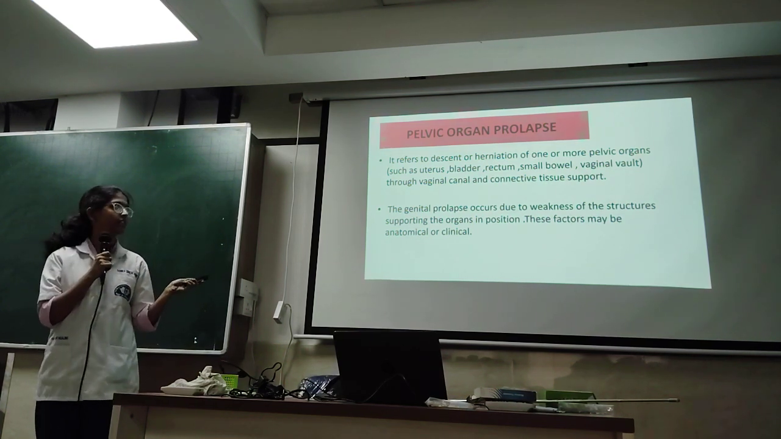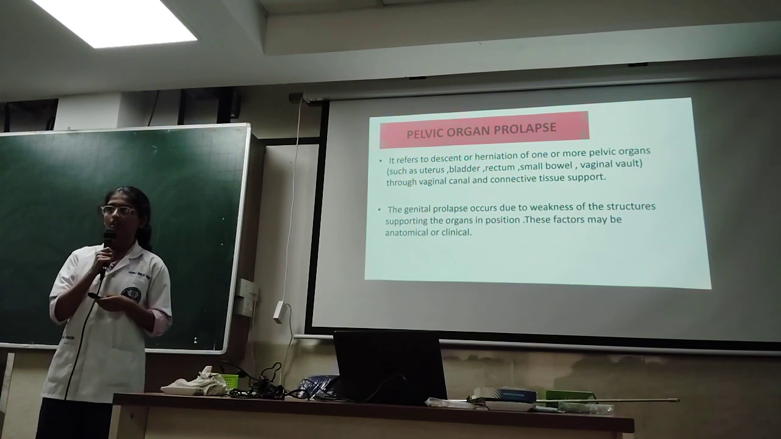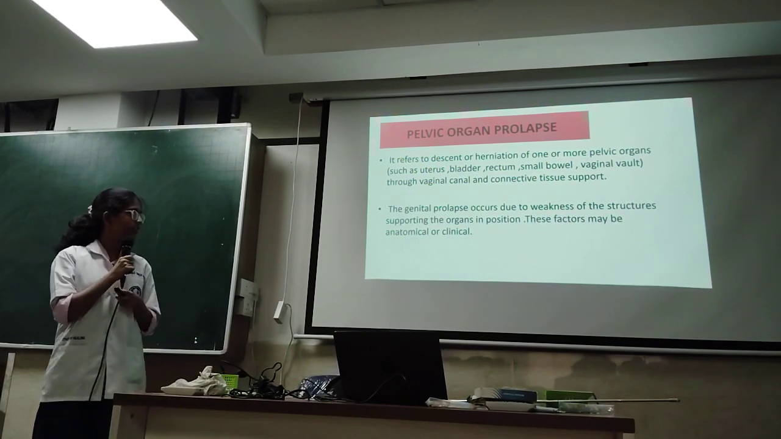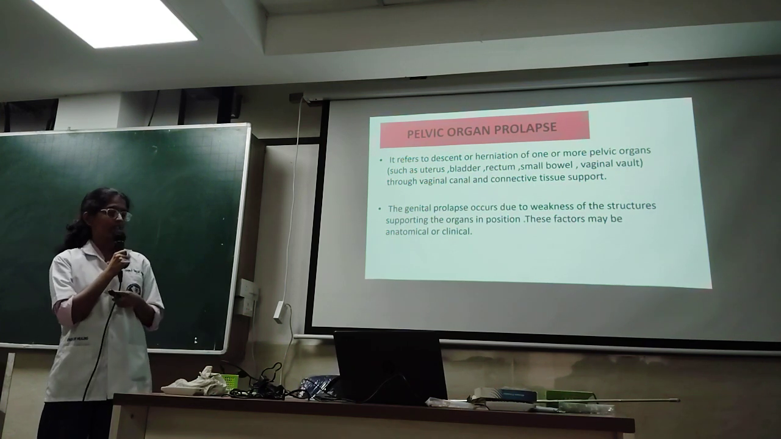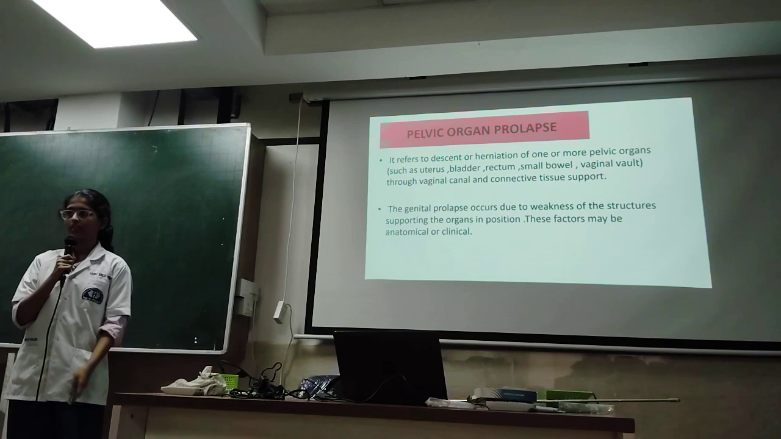We are mainly concerned with the pelvic organ prolapse. It refers to the descent of pelvic organs like uterus, cervix, bladder, rectum, etc. into the vaginal canal due to the weakened musculature support. The genital prolapse occurs due to the weakness of the structure supporting the organs in position. These factors may be anatomical or clinical.